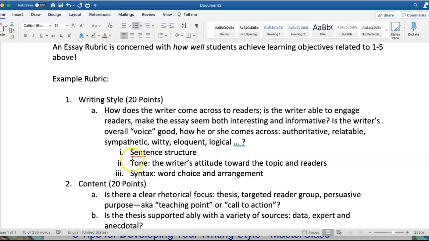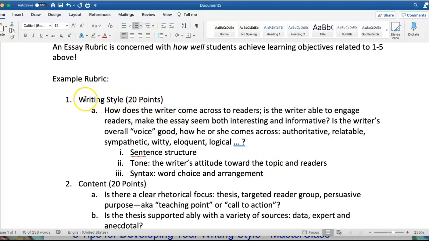Now, a third element of voice, of style, is syntax, and that's word choice and arrangement. What words are chosen? We want words that readers can understand. You don't want to cram an essay with college-level vocabulary if readers aren't going to understand it. You want to make sure that the word choice is appropriate and that the words are arranged well so that the meaning is clear in the sentence.